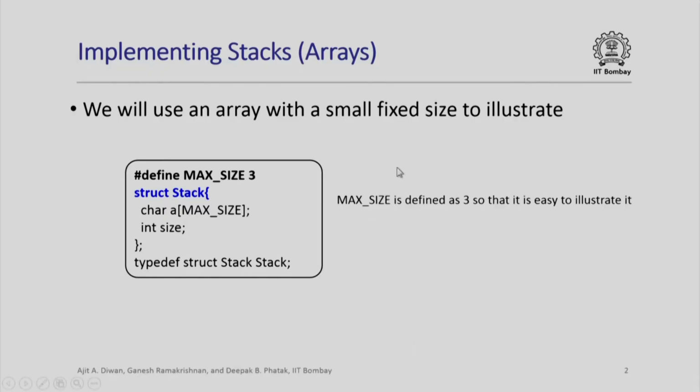To illustrate, we shall use a small fixed size. So I define max size as 3, and then I define the stack structure as a character array A of max size, which will contain all my elements, and int size as the variable representing the growing size at any point in time. I define the typedef struct stack as stack, so that stack becomes a defined structure. Please note that max size is defined as 3, so that it is easy to illustrate using this example.